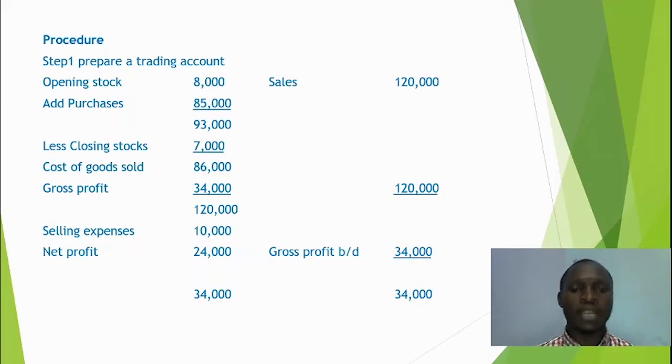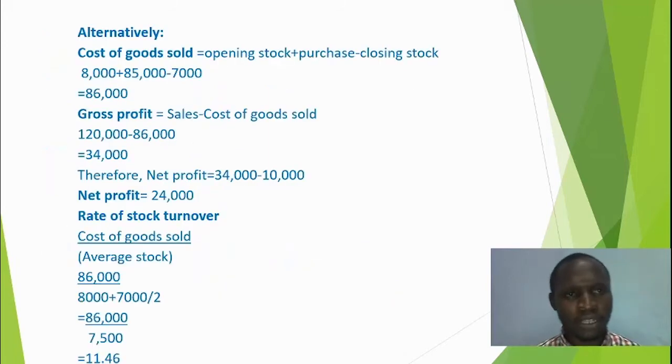Now, this might be a bit confusing because of the accounting method of deriving the answer. However, there's an alternative. The first is cost of goods sold, the gross profit, net profit, and rate of stock turnover.